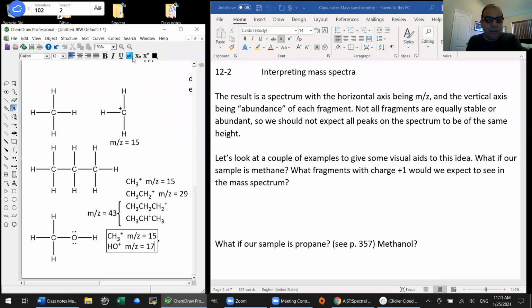You might see that 1 in 16 is 17. And then, of course, you can break either the oxygen-hydrogen bond or one of the carbon-hydrogen bonds. And how shall we put that? H2COH+, right? And CH3O+, right?